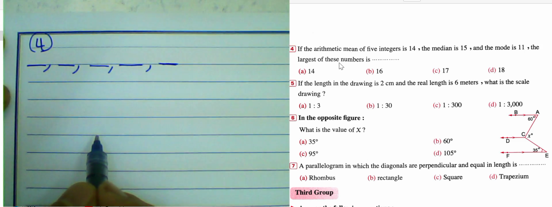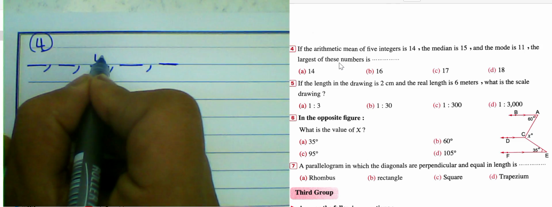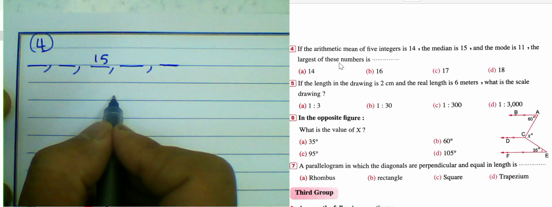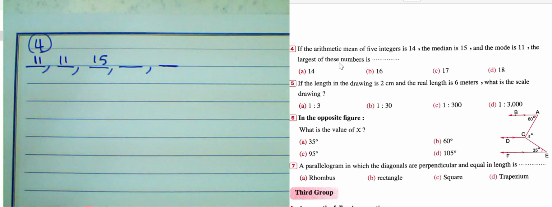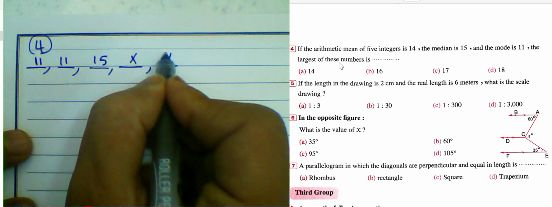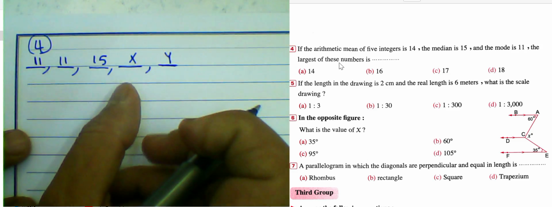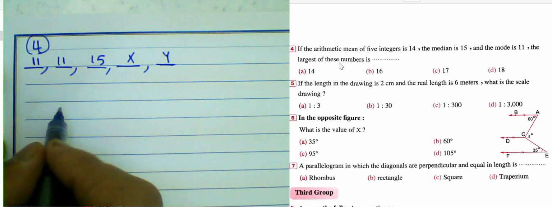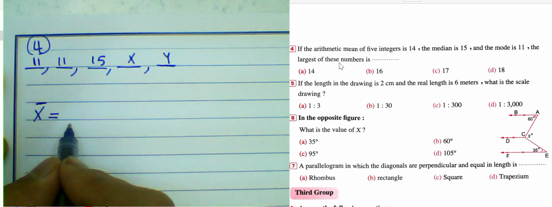5 numbers. He tells us in the example we have x bar, it will be 14, and the median 15, right? 15 here. And the mode was 11. We can write 11 here and 11 here because the mode means the number which is repeated most, right? 11 here, okay? And we will put here x and y. I don't know x and y, but I put letters here. He gives us the information, x bar, the arithmetic mean, equal to 14.